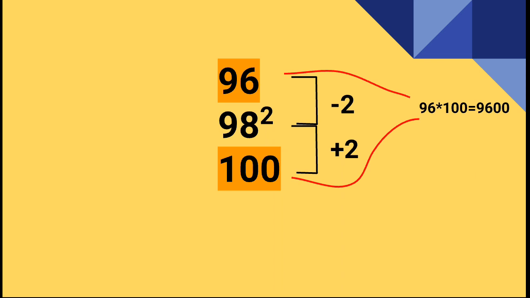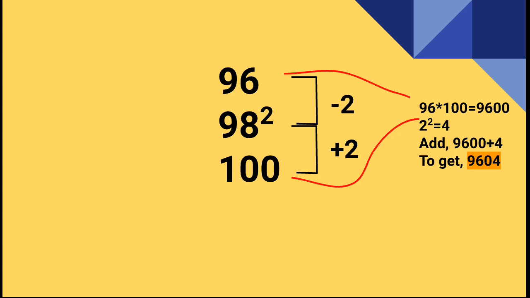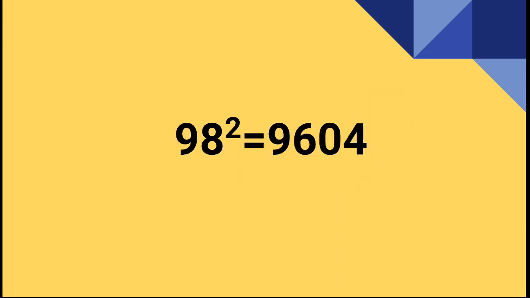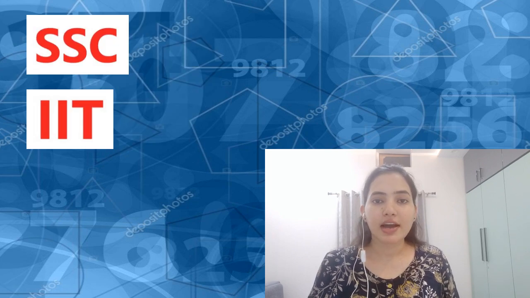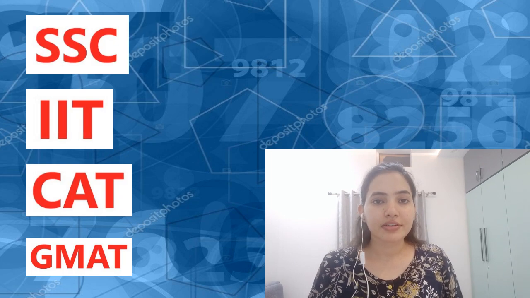Also we have to take the square of the difference, that is 2 square. So 2 square will give us 4. And then we'll add it to 9600, which will give us 9604. So our answer will be 9604 for 98 square.